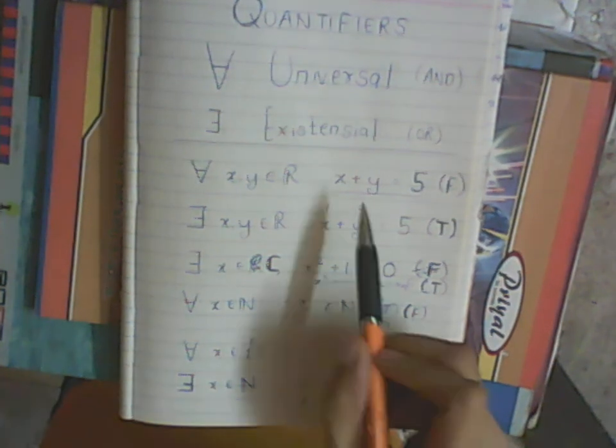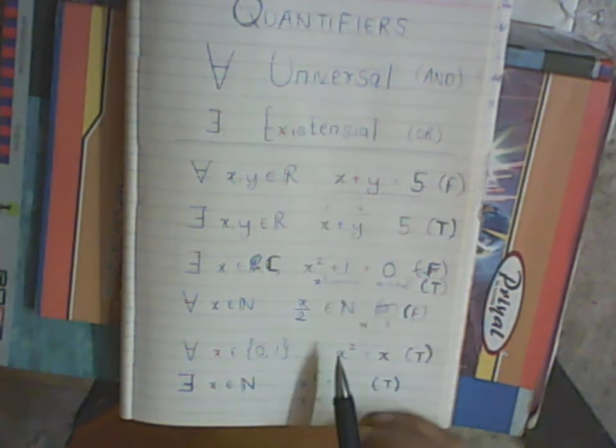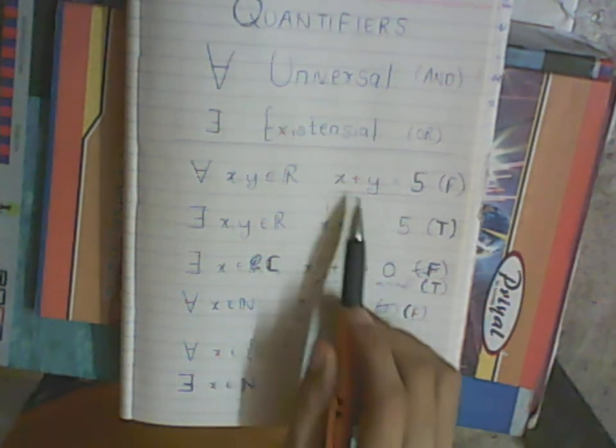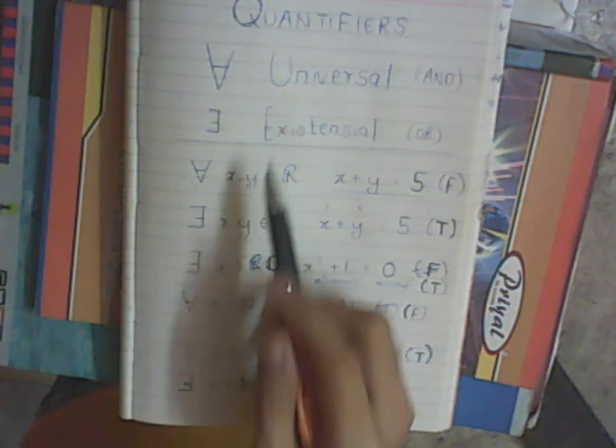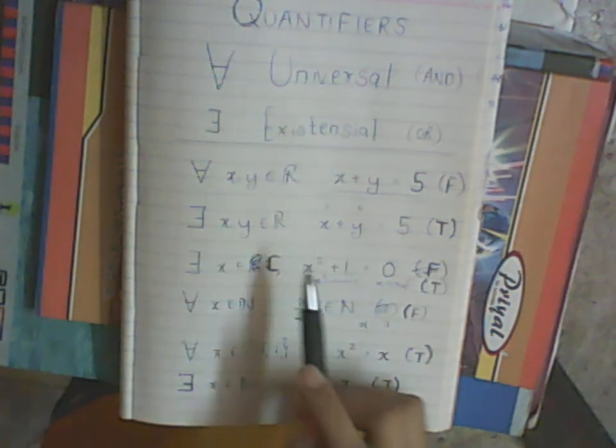So you can have a lot of open statements and try to check whether they are true or false if you use either the universal quantifier or the existential quantifier.